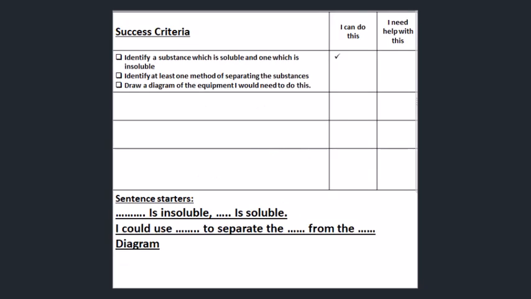Now remember that when you hand in your work for this, you have to give the answers to these three criteria here, and these are the sentences that will be quite useful to help you get started. The first one, you have to say which substance is soluble and which one is insoluble. You'll then have to say at least one method of separating the substances, and there's a good sentence to start you with. And the diagram, that doesn't need a lot of writing, and you can play back this video and look at the diagrams again.